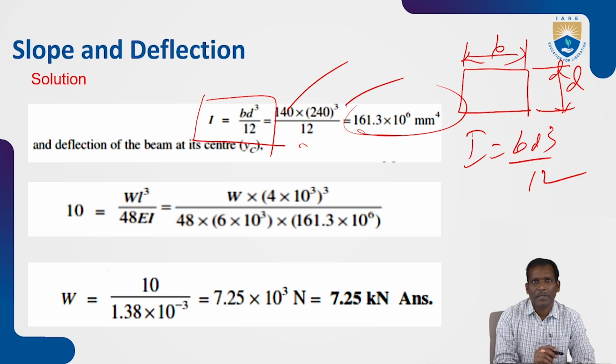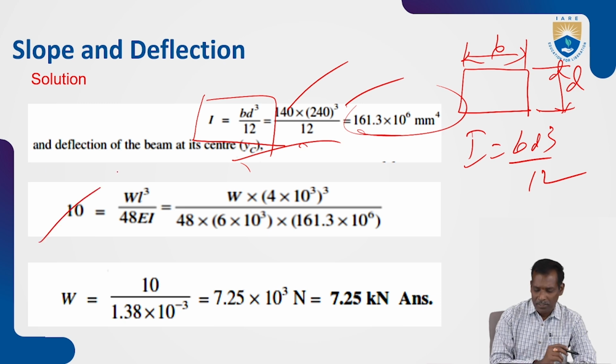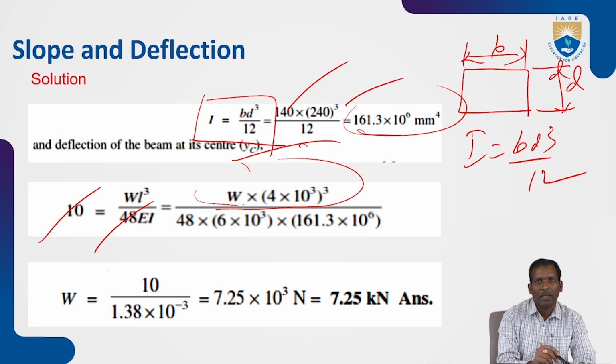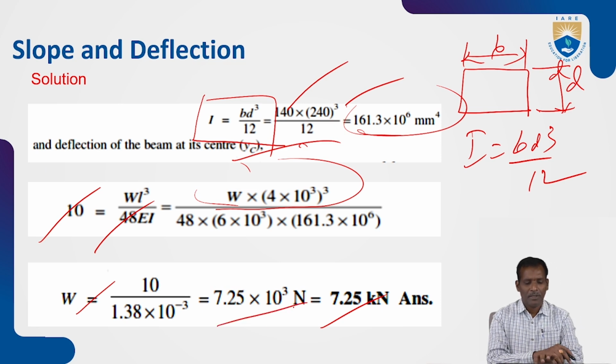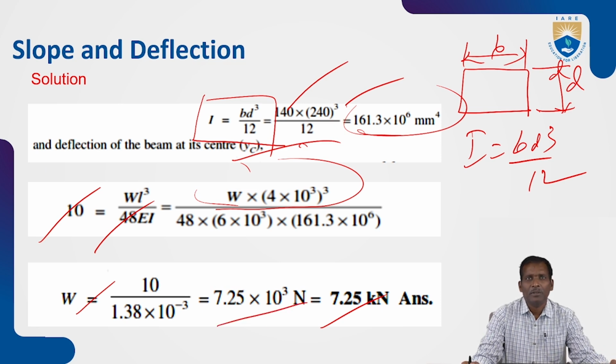And the deflection of the beam at its center, at center point C, is already given as 10, but you don't know the load. So use WL cube by 48 EI, and W you need to calculate. After simplification, you will get the load as 7.25 kilonewton.